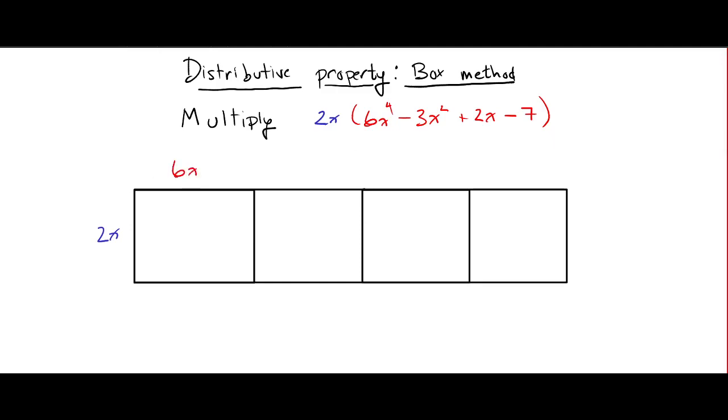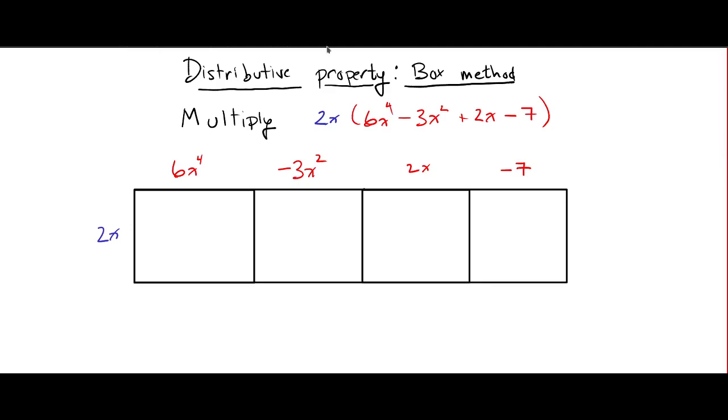So we're going to label these widths 6x to the fourth power and then 3x squared. But we also want this negative sign in there because that's important information. So it's negative 3x squared, positive 2x, and a negative 7 in the last width. And then we just compute the areas, multiplying the length times the width for each of these rectangles.